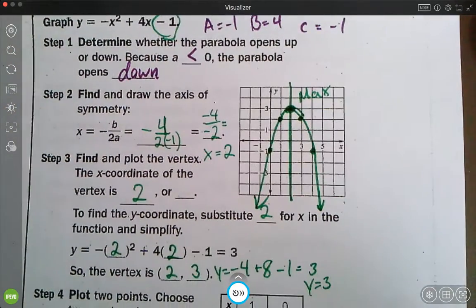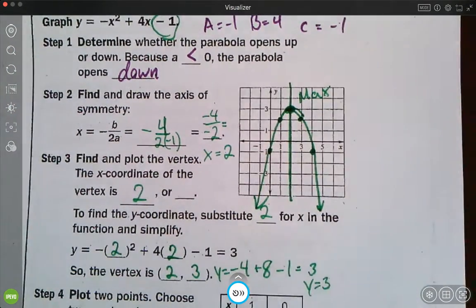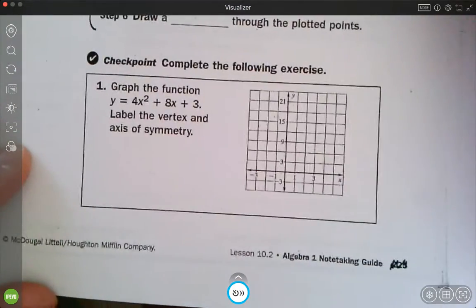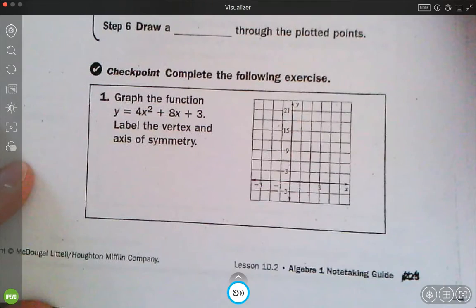Now it's graphed. Not bad, right? Okay, so for this checkpoint, I'm going to have you pause the video, and I want you to graph this one the best you can.